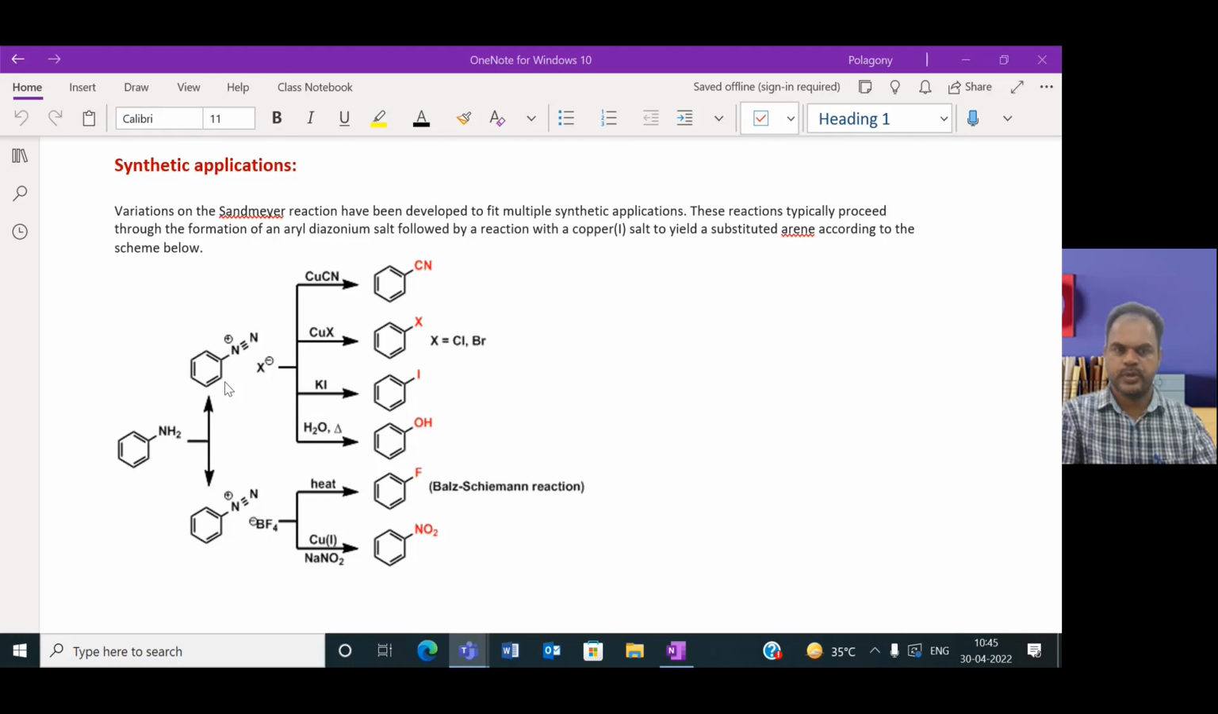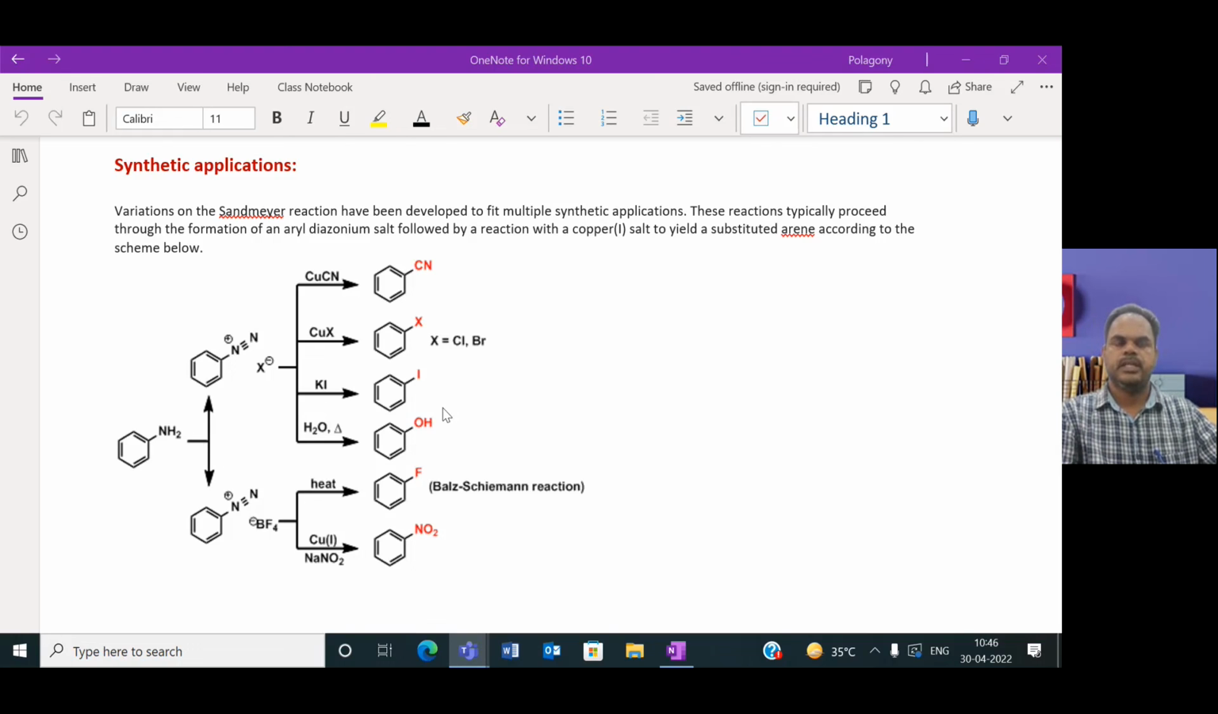The diazonium chloride formation takes place only below 5 degrees Celsius, that is, 273 Kelvin to 278 Kelvin. If you raise the temperature above 5 degrees Celsius, the diazonium chloride is unstable and easily decomposes into N2 and chlorobenzene.